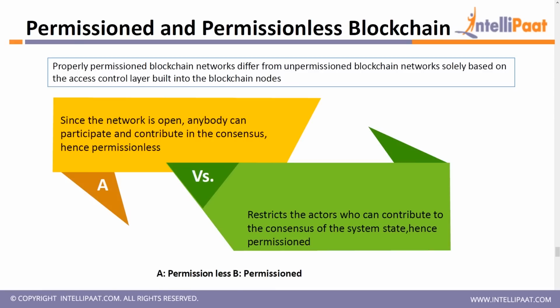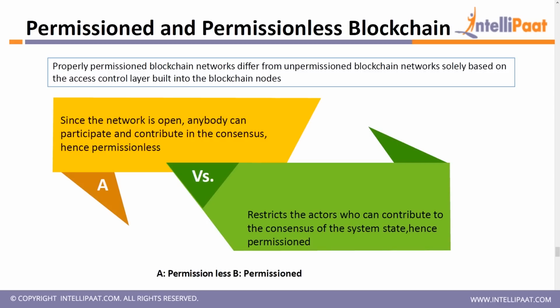A permissioned blockchain network differs from an unpermissioned blockchain network solely based on the access control layer built into blockchain nodes. So, as the name suggests, permissioned blockchains are secure and give limited permissions to the miners and the joining peers inside the nodes. Every peer participating inside the blockchain network in a permissioned blockchain is given a certain amount of permissions only in order to perform certain actions. While in unpermissioned blockchains, peer nodes are free to do any kind of transactions without any restriction and generate new blocks.